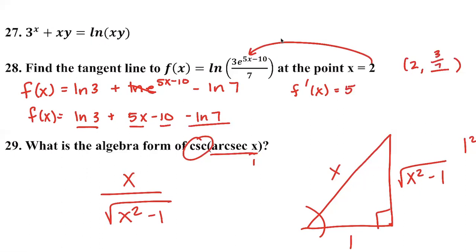Now, if you plug in 2, your slope is going to be 5, because it doesn't matter what x value you have, it's going to be 5. So when you find your equation, you would have 3/7, which is your y value, equals your slope, which is 5, times your x value of 2 plus b. Whoops, it should be the ln of 3/7, not just 3/7.